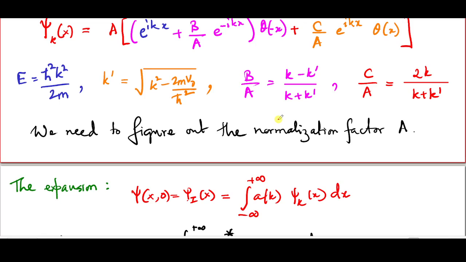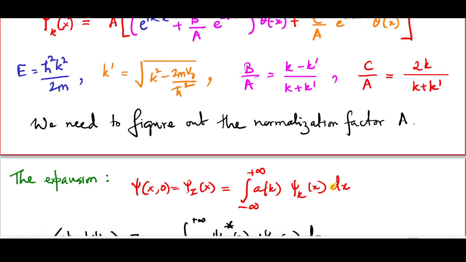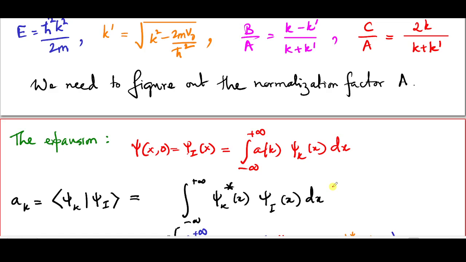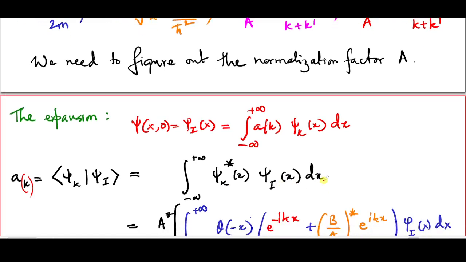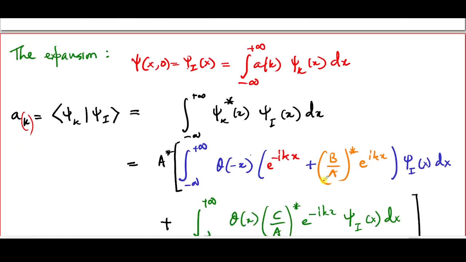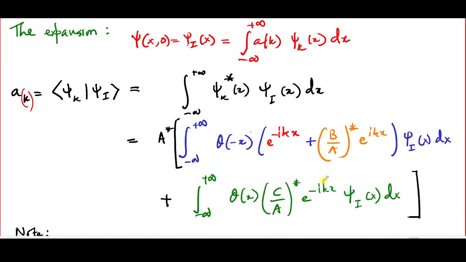Now, the next step, of course, is expanding. So we start with the initial wave function psi(x, 0), which is, of course, psi_I(x), and expand that in terms of psi_k(x)s. And how do we find out the A_k's, these coefficients? A_k's are the overlaps, as we said, of psi_k's with psi_I's. That is, you have to take the conjugate of psi_k and multiply that by psi_I and integrate over all space.